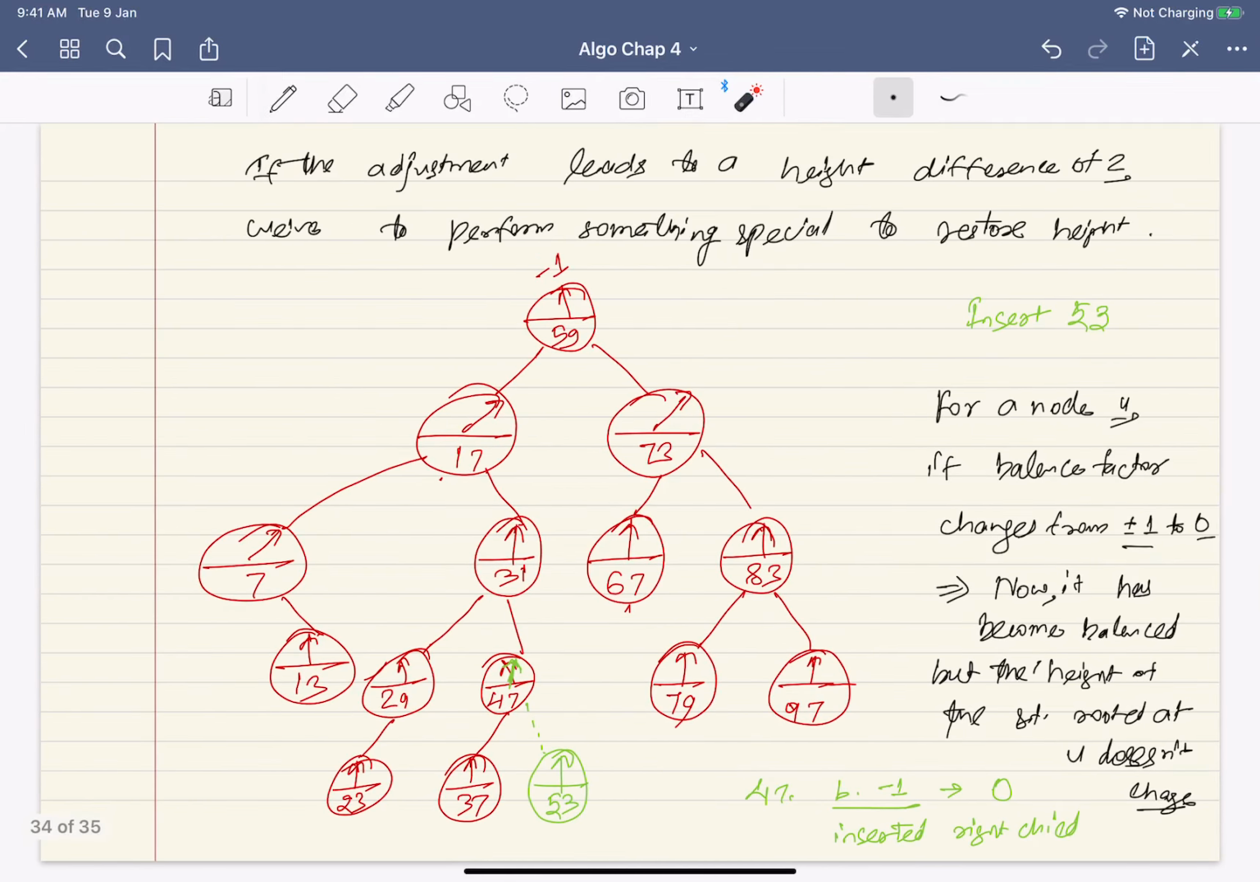Now let's try to insert a different node. Let's say I try to insert 71. So where will 71 go? I'll start from 59, go right, at 73 go left, at 67 go right. Yes, and going right I put 71, fine.